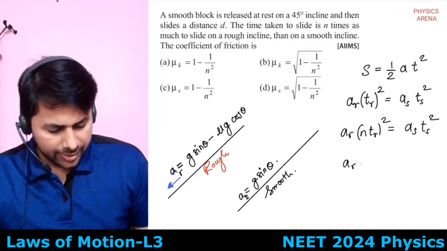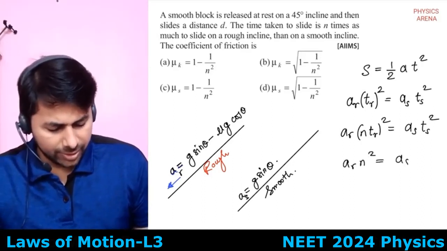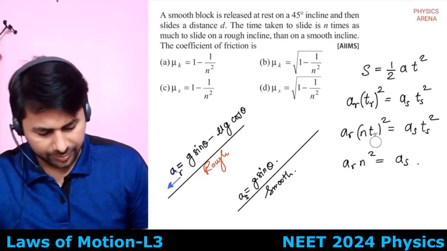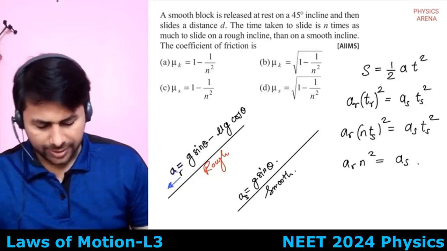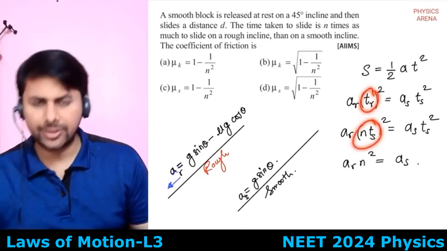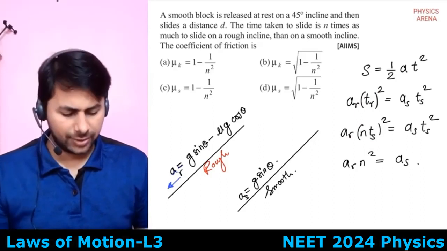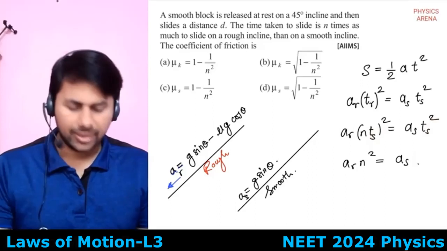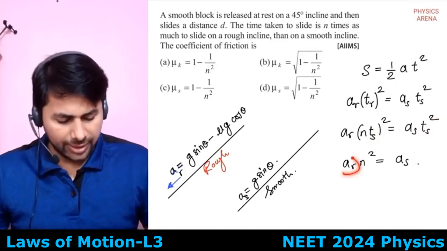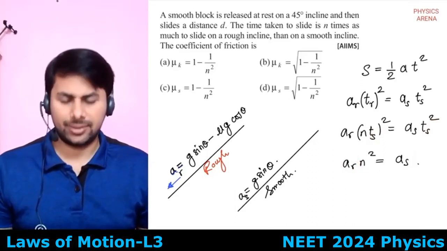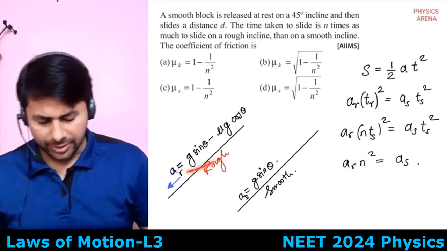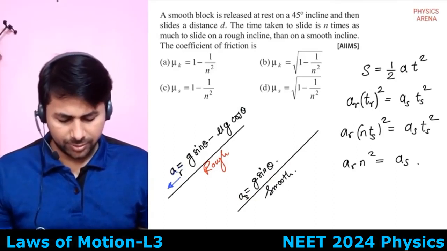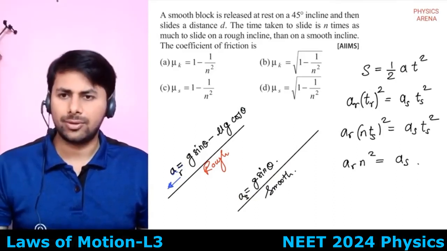So you have AR into n square is equal to AS, because this will be TS square. Time taken on the rough incline is n times the time taken on the smooth incline. So TS square will get cancelled out, and you have AR into n square is equal to AS. Now we can substitute and find out mu, right?